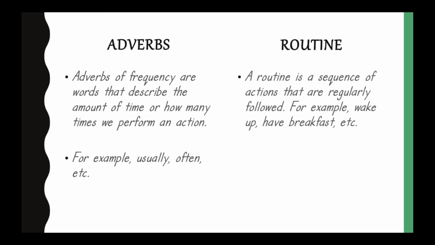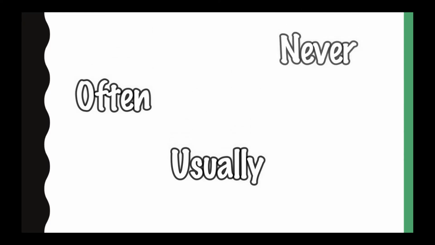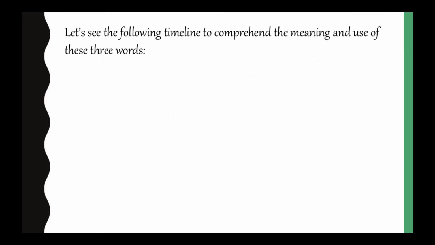A routine is a sequence of actions that are regularly followed. For example, wake up, have breakfast, etc. For this video, we're going to focus on 3 adverbs: often, usually, and never. Let's see the following timeline to comprehend the meaning and use of these 3 words.